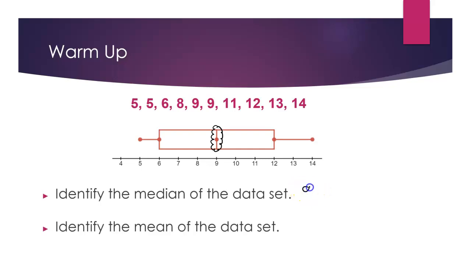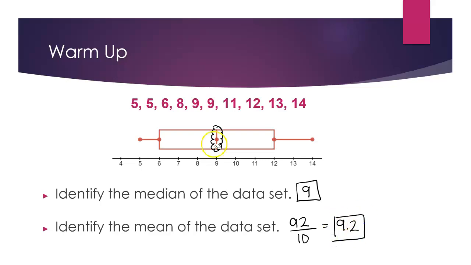So the median of this data set is 9, and then for the mean, I would have to add all of those values together in that list, 5, 5, 6, 8, 9, 9, 11, 12, 13, and 14, which I did, and I got 92, and then divide by how many numbers there are, which is 10. So 9.2 is my mean.